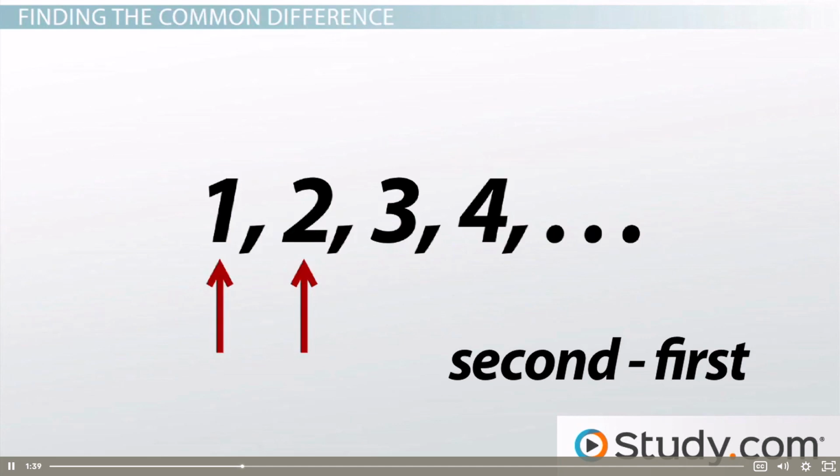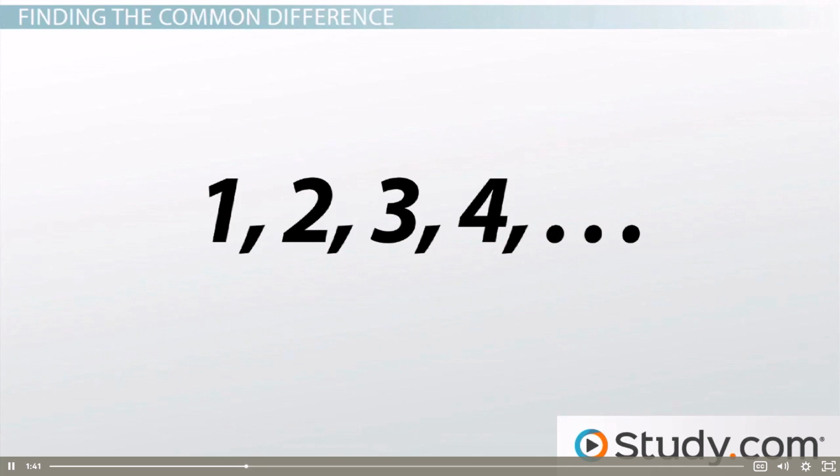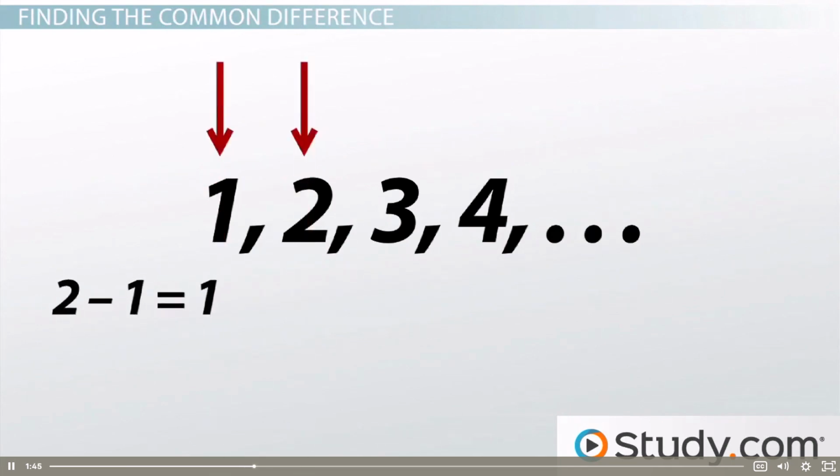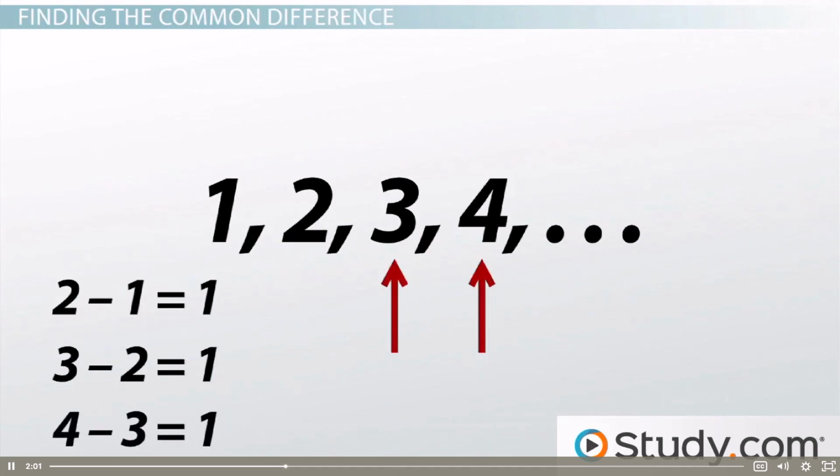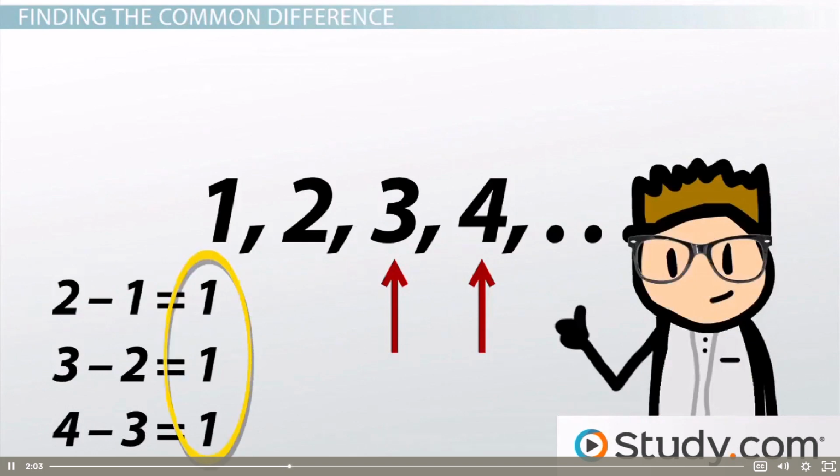So for our first sequence of 1, 2, 3, 4, we can subtract the 1 from the 2 to get 2 minus 1 equals 1. We can also subtract the 2 from the 3 to get 3 minus 2 equals 1. Look at that, the common difference is the same, just what we would expect. If we repeated this process with the 3 and the 4, we would see that it also has a difference of 1, so this arithmetic sequence has a common difference of 1.